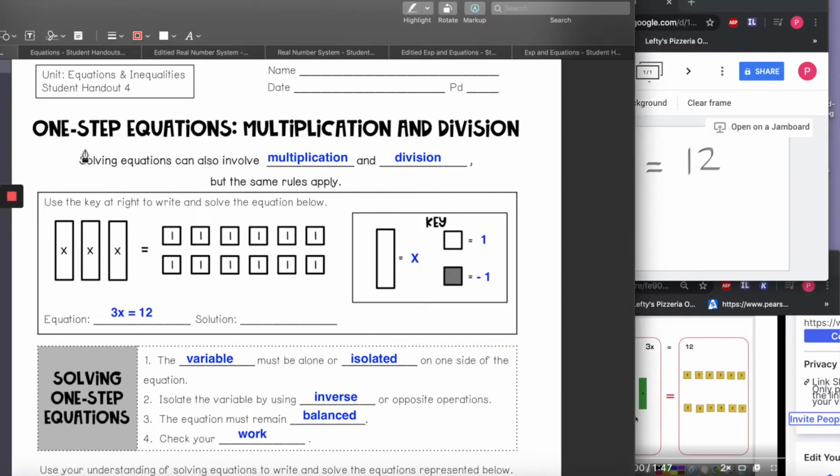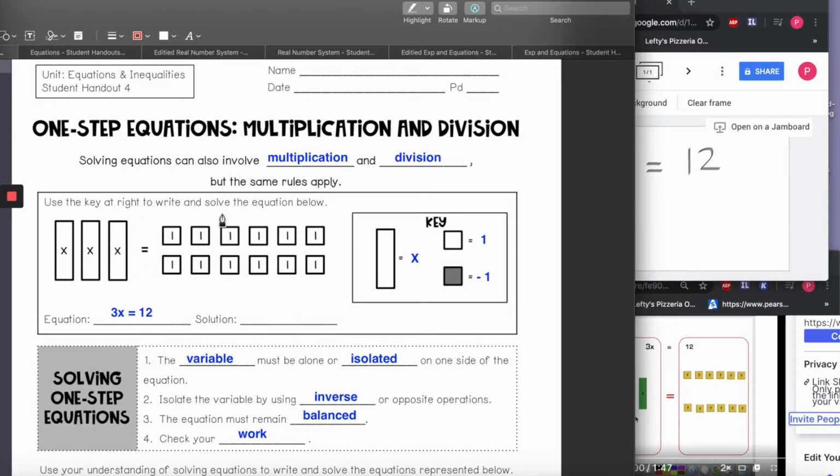Hello everybody, we have one-step equations with multiplication and division. So, we're solving equations. Solving equations can also involve multiplication and division, but the same rules apply. So we're always going to start with the side with the variable, and we need to use the opposite operation of what's being done. So let's take a look at this equation right here.